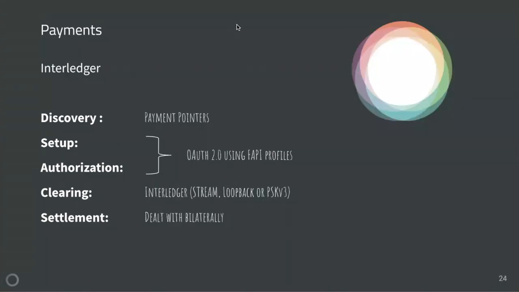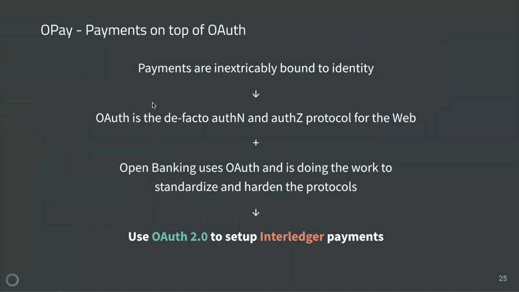And finally, there's Interledger, where I think we have an answer to discovery. We have payment pointers, and I think they're really powerful. And what we're proposing is let's use OAuth2 in the same way as the open banking guys are, leverage a lot of the back of their work. But then instead of going off and speaking to bank APIs, once the payment's set up, just use Interledger. So you use Interledger to actually clear the payment. And then the beauty of the Interledger network is everyone on it settles bilaterally. And so settlement is way more flexible. And so OPay or OpenPay, or something that we haven't found a good name for, is effectively that.